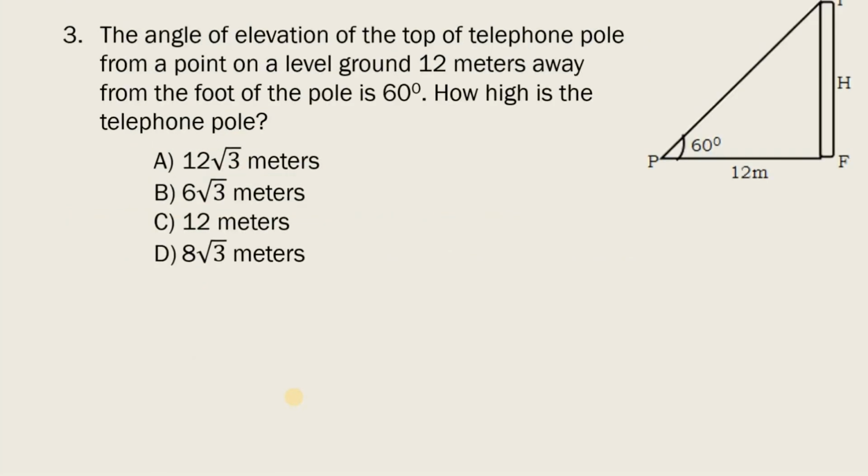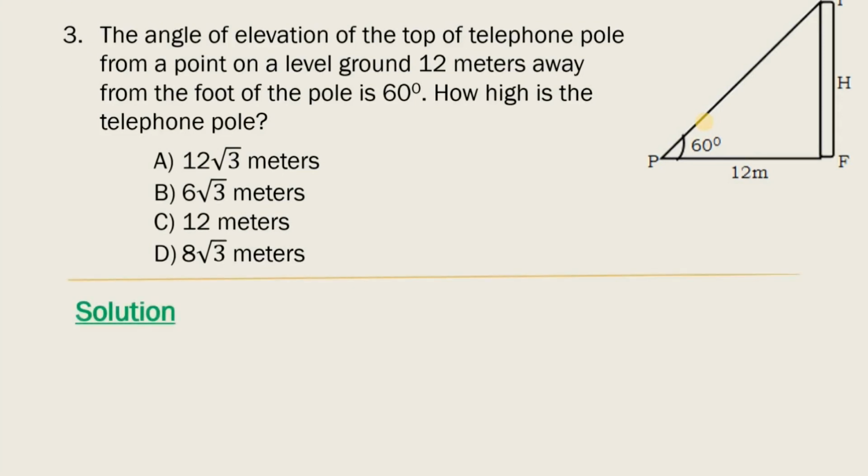Question 3. The angle of elevation of the top of a telephone pole from a point on a level ground 12 metres away from the foot of the pole is 60 degrees. How high is the telephone pole? And here's a diagram showing this information. The foot of the pole is 12 metres away from the point, and the angle of elevation is 60 degrees. Pause the video whilst you work it out.